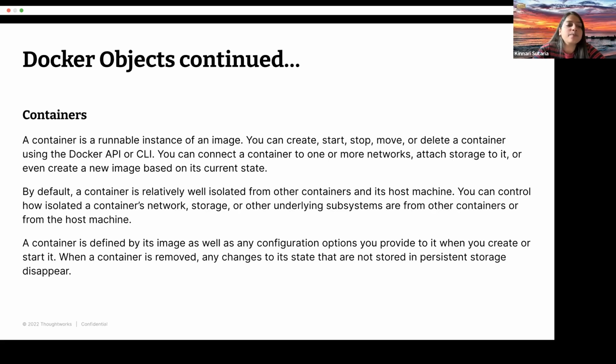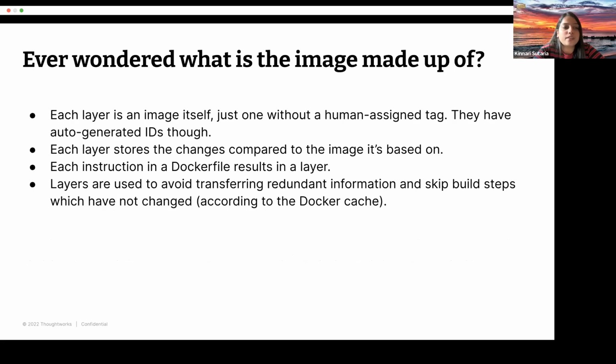A container is defined by its image as well as the configuration options you provide to it when you create or start it. When a container is removed, any changes to its state that are not stored in persistent storage disappear. As I said earlier, right? Whenever a container is removed, only the changes to its state that are stored in persistent storage will be there. Others will disappear. If you don't have a volume attached to your container, whatever changes you're making will disappear. Okay.